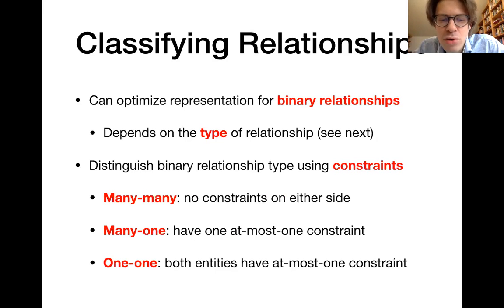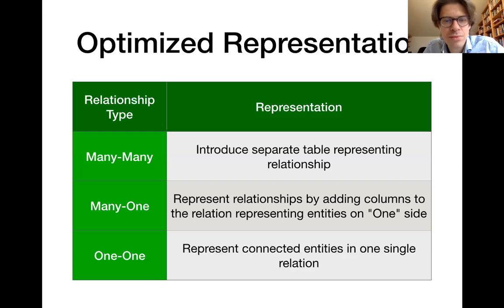I can have a many-to-one relationship, which means that entities on one side can only appear once in this relationship. And I can have a one-to-one relationship, which means that entities on both sides of the relationship can only appear once within it. All of those different relationship types use the at most one constraint that we have seen before, which is represented as an arrow in the entity relationship diagram. And this is a quick overview of how I can model relationships of different types.